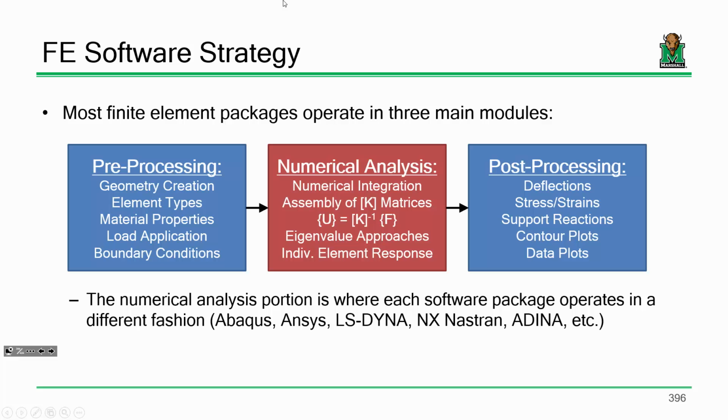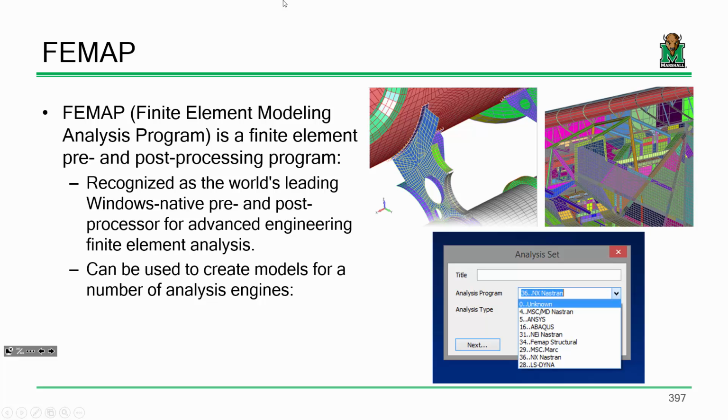Now, there's a number of programs out there that do this: Abaqus, ANSYS, NX-Nastran, which is actually the native tool that we're going to use today. But you can use multiple packages to do this stuff, and they all tend to follow this same general philosophy. Pre-process, create the model, run it, look at the results. Now, I like FEMAP because FEMAP works with all of these packages. FEMAP is a pre- and post-processor. It does not run the model, but it will create the model and process the results.